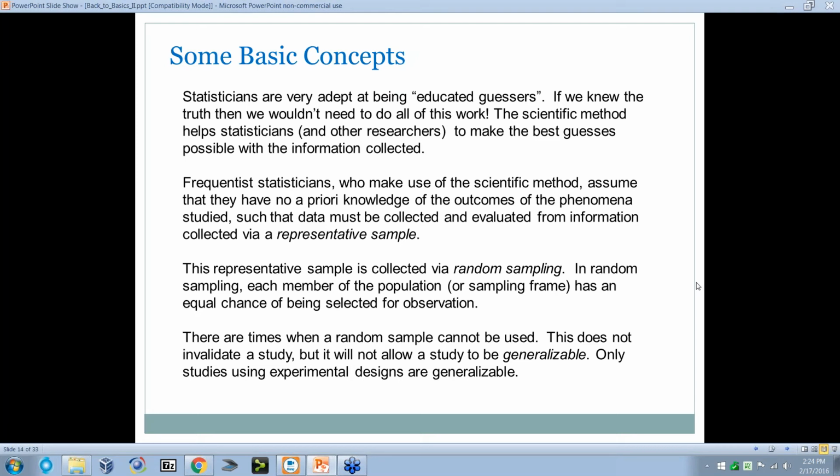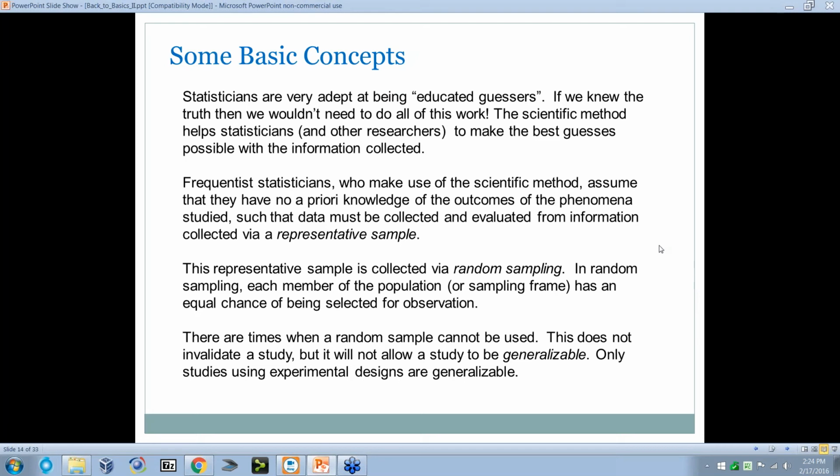We assume there's no a priori knowledge of the outcomes of whatever we're studying, such that the data has to be collected and evaluated from information that we collect via a representative sample. In last month's webinar, we talked about random sampling. That's where this comes in. We need that representative sample so that we know we're making good guesses on a representative group.